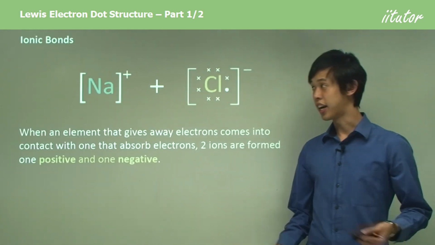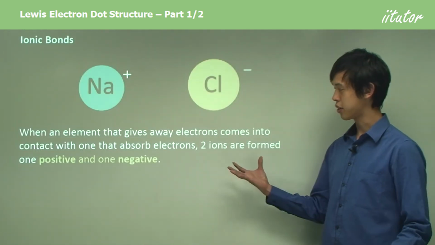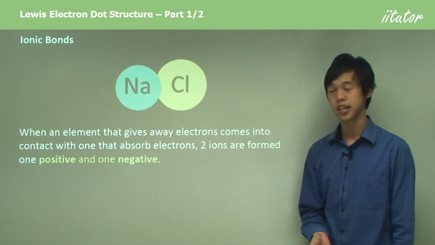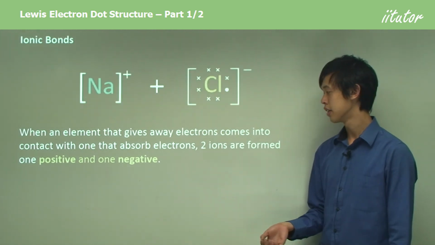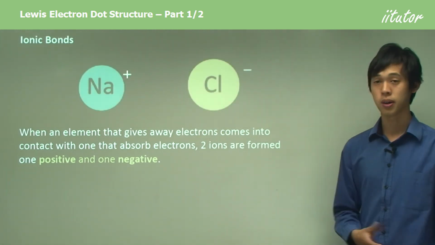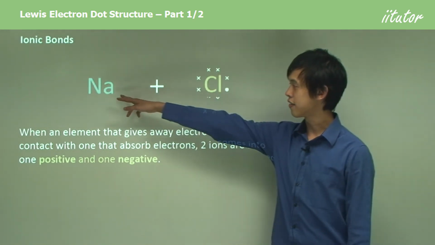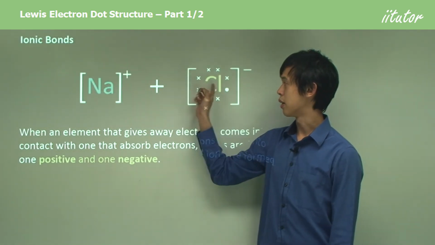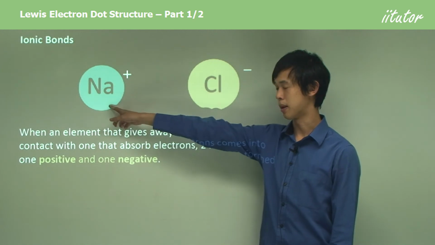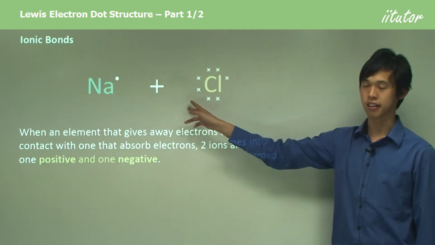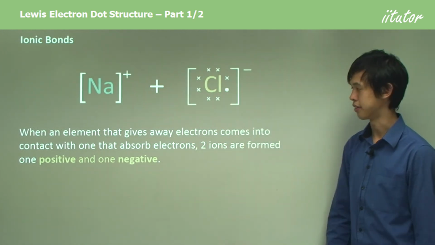Now we're going to look at an ionic bond. When an element that gives away electrons comes into contact with one that absorbs electrons, you get 2 ions, one positive and one negative. If we look at our animation here, we've got one that gives away an electron and one that takes an electron. This one becomes positive, this one becomes negative. So here's our animation for you.